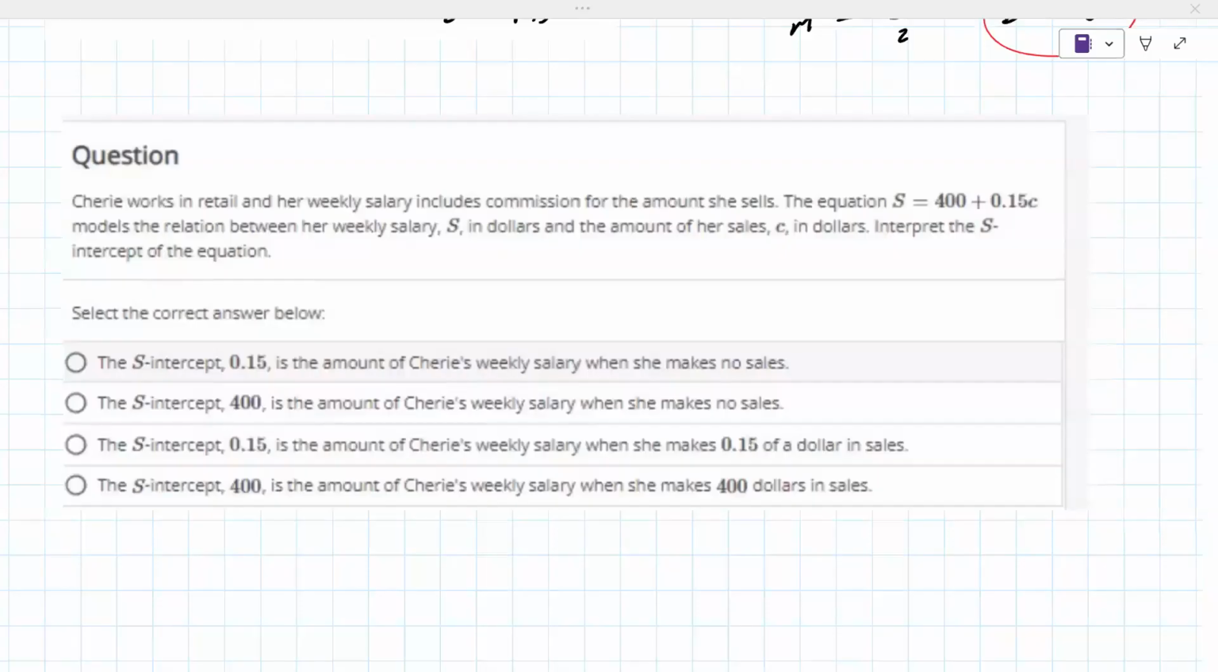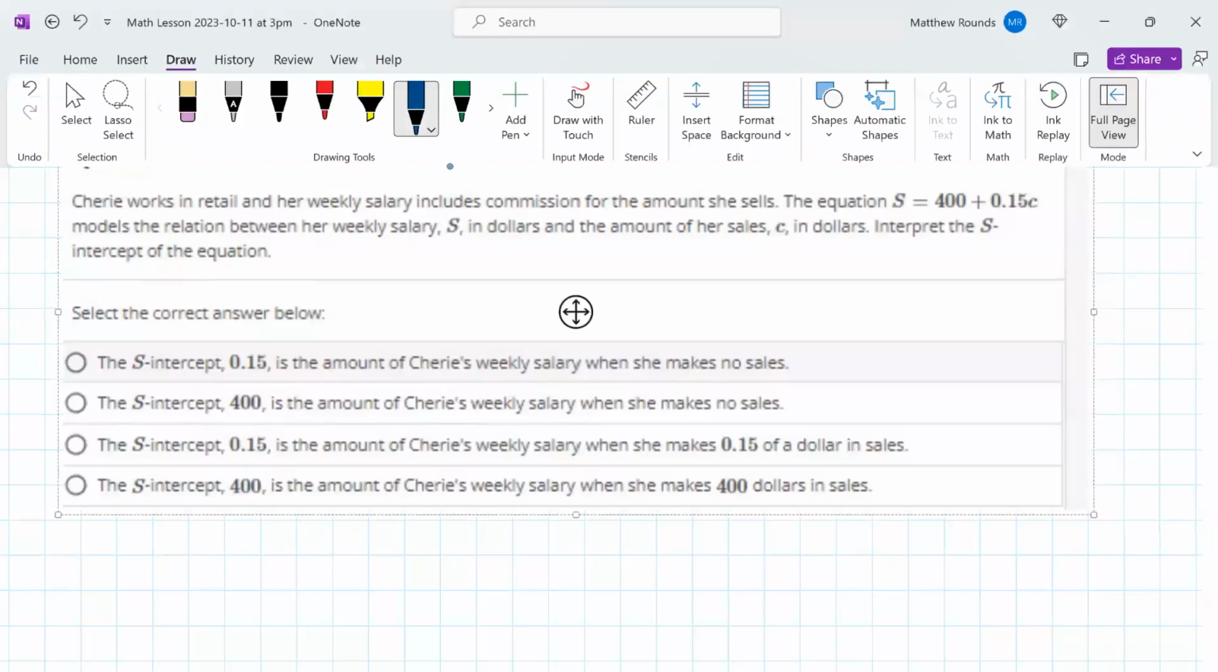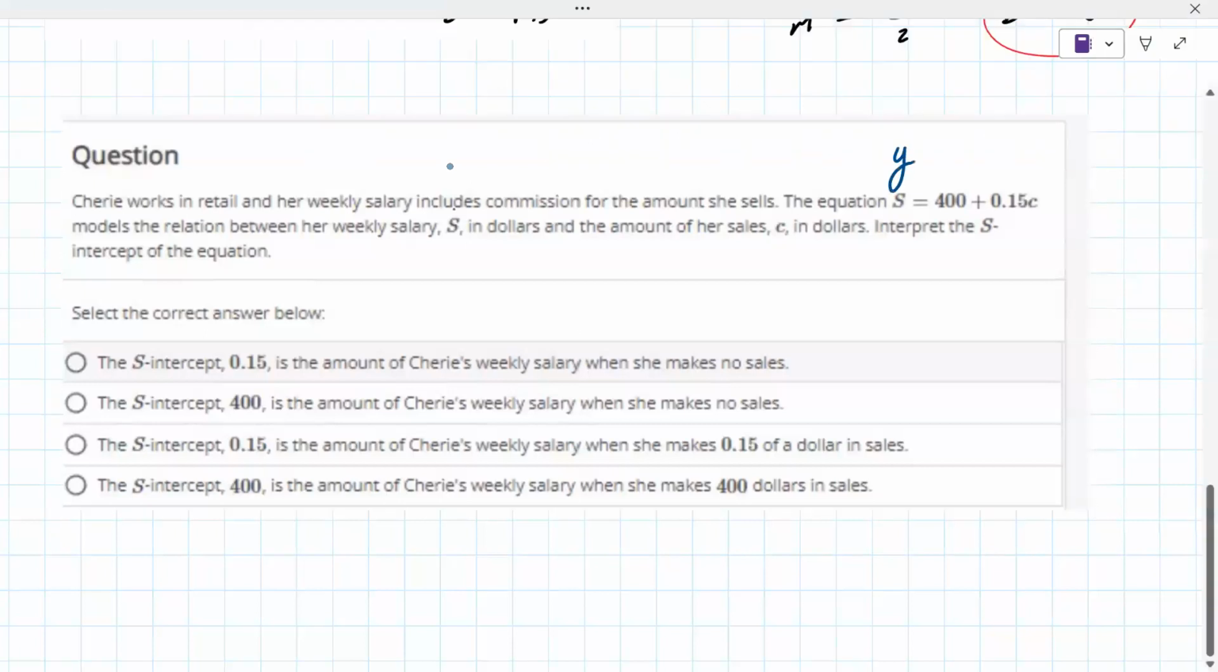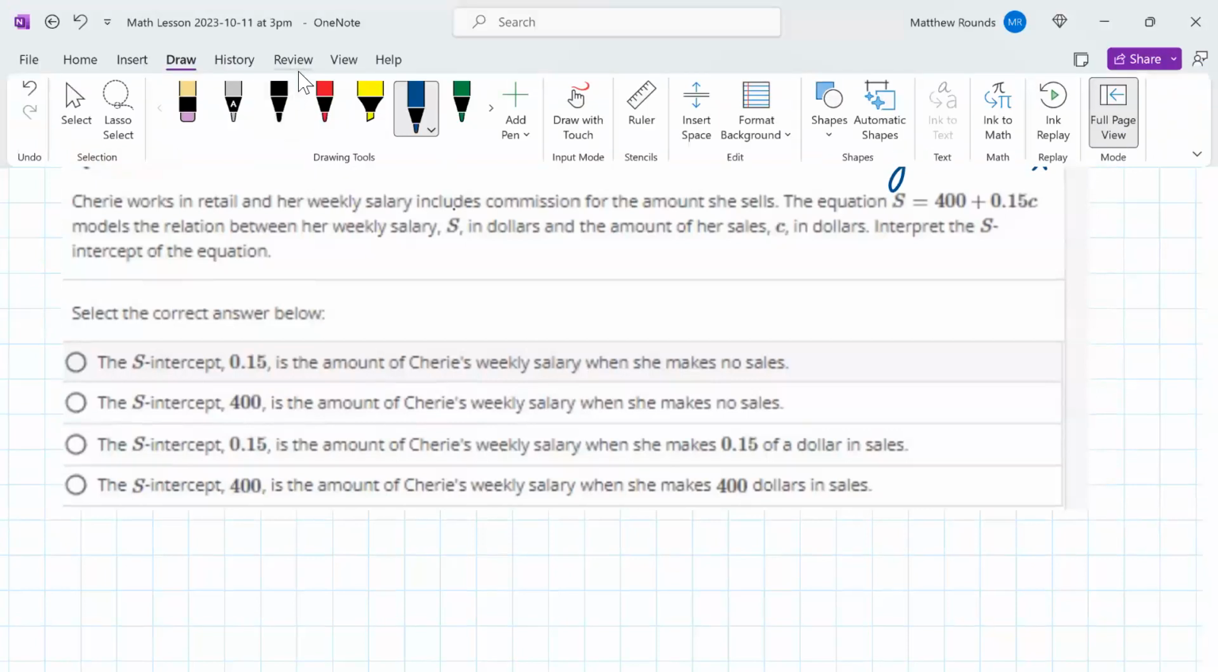All right, so it says Cherie works in retail and her weekly salary includes commission for the amount she sells. The equation S equals 400 plus 0.15C models the relationship between her weekly salary S in dollars and the amount of her sales C in dollars. Interpret the S-intercept of the equation. So if I were to write what we're used to, it's usually y equals, and that's usually x. Do you agree with that part so far?